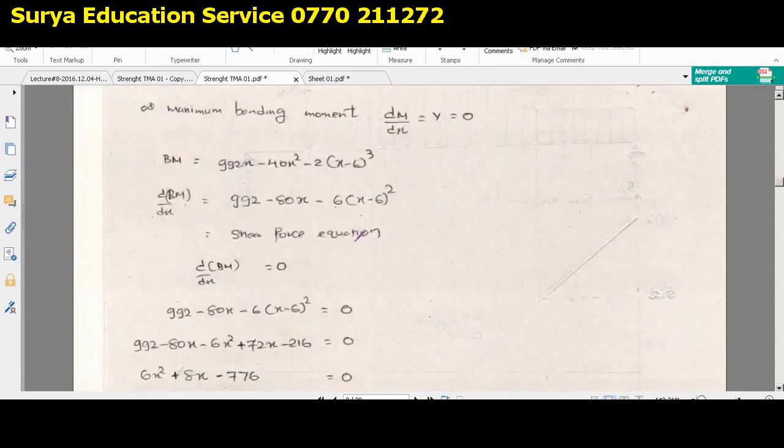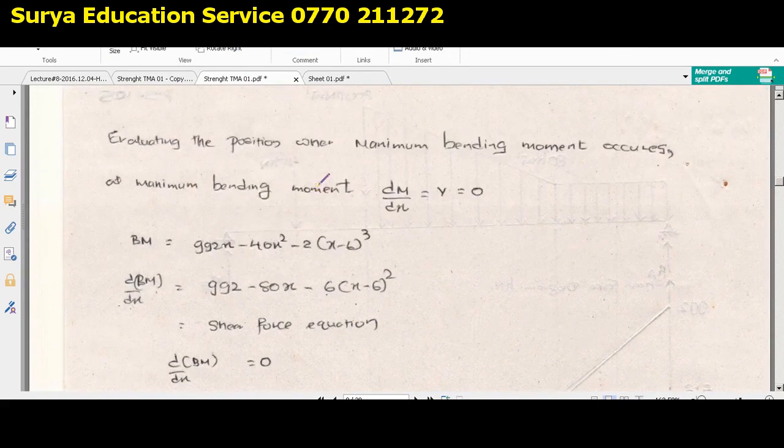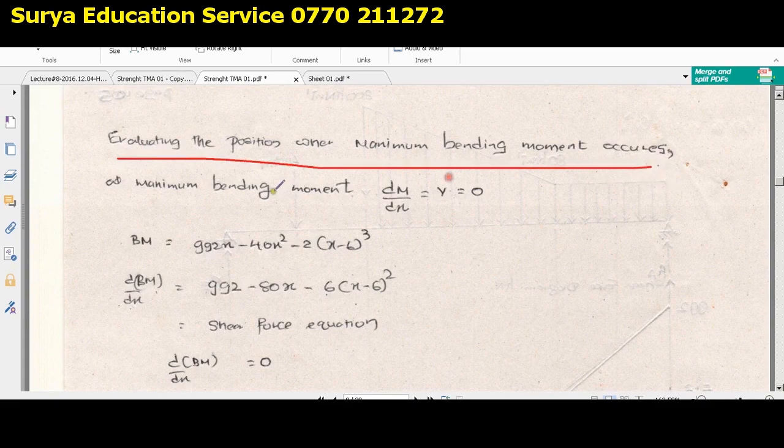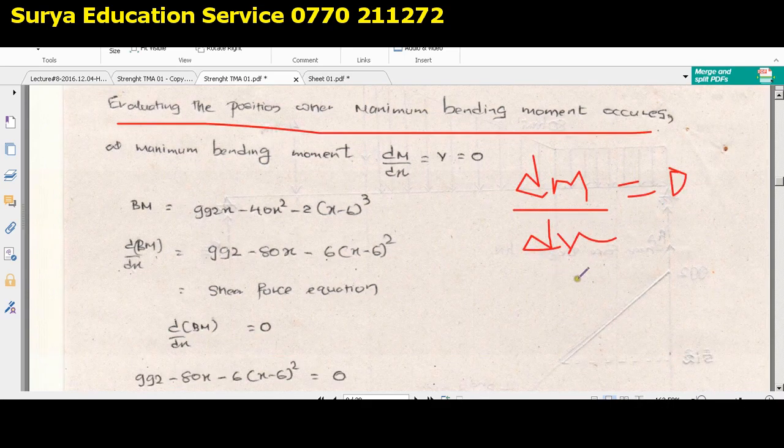I hope the sheet is clear to you. Evaluating the position where the maximum bending moment occurs is very important. When the maximum bending moment occurs, we know dM by dx equals 0. That means the shear force intensity SF should also be 0.